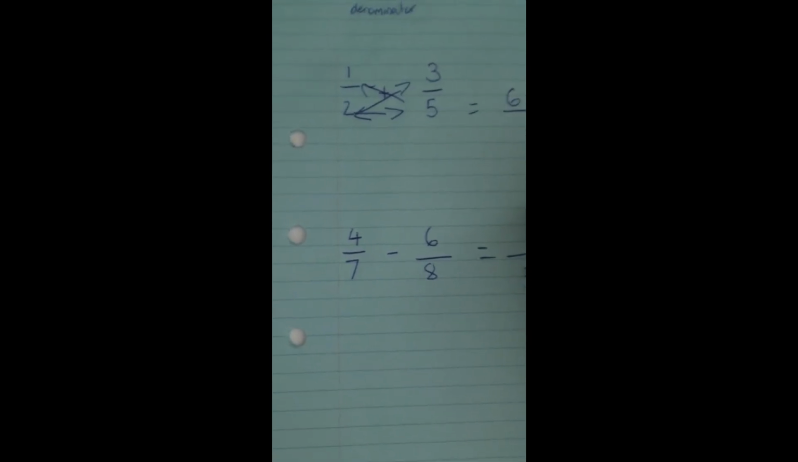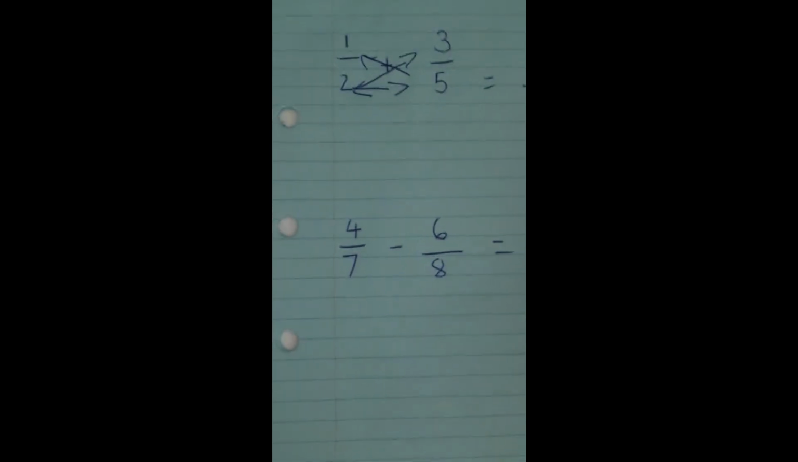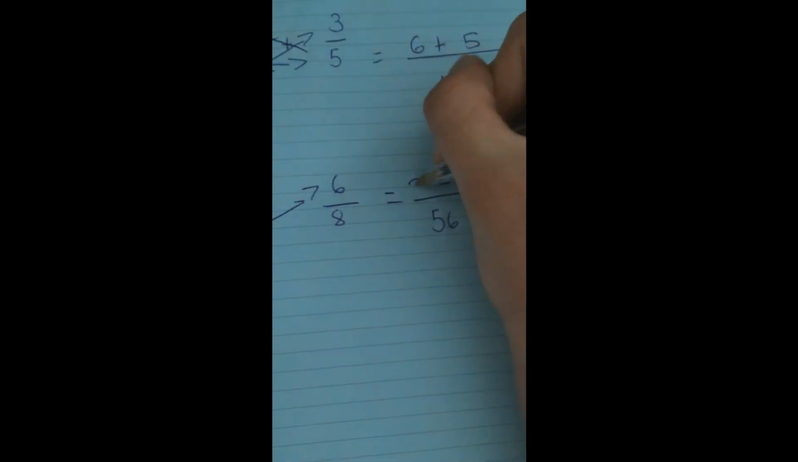Let's have a look at the subtraction. It's pretty much exactly the same method, except instead of plussing it like up here, you just minus it. So we'll go 7 times 8, which is 56. Now, we've got to make sure that we have the right one in the right spot. Since it's 4 over 7 minus 6 over 8, when we do the 7 times 6, that'll be your minus. So 7 times 6 is 42. And 8 times 4 is 32.